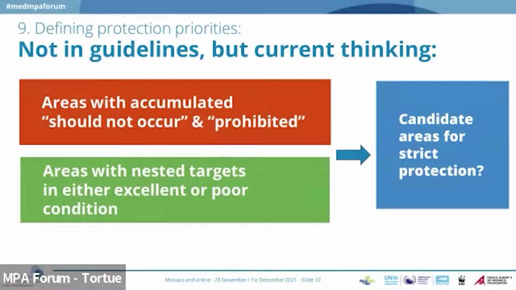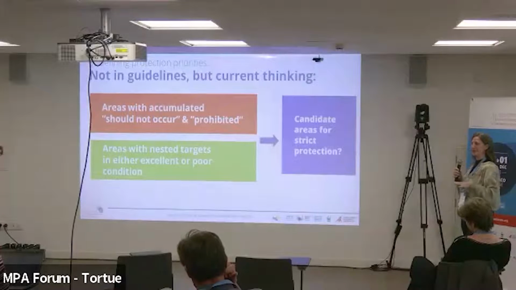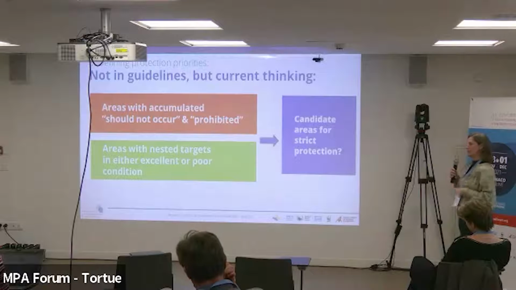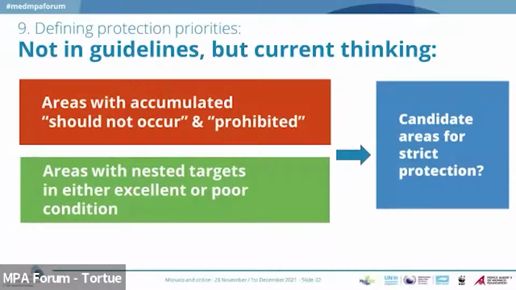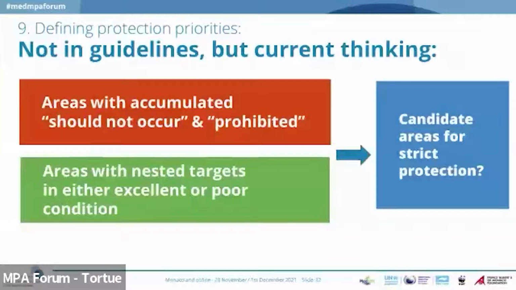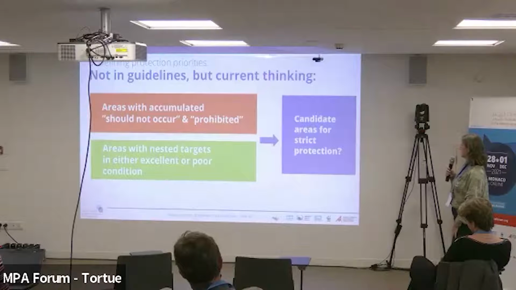So we know that this session here is also about looking into the strict protection. We did not look at that specifically in Sweden, but we were thinking that we could maybe imagine that if you have areas with accumulated should not occur and prohibited threat reduction and regulation objectives, and you also in those areas have nested targets that are either in excellent condition and you want to maintain that, or in poor condition and you want to improve that, that could maybe be good candidate areas for where you place your strict protection areas. Next slide.